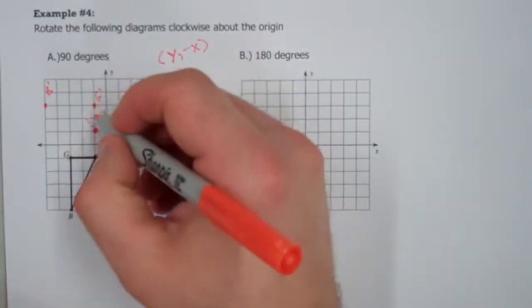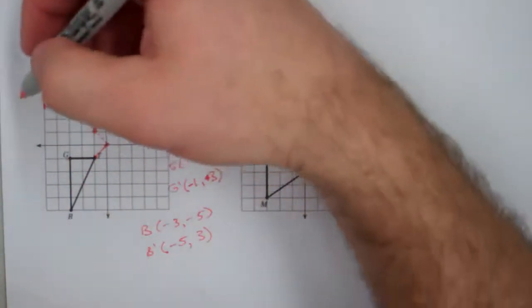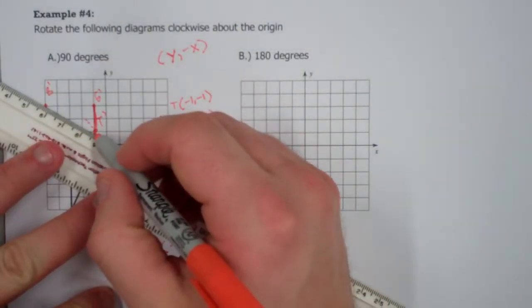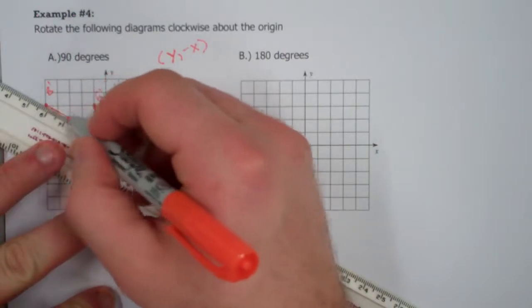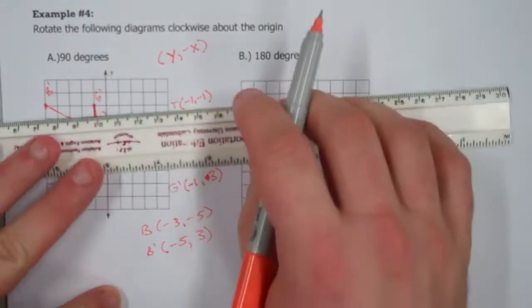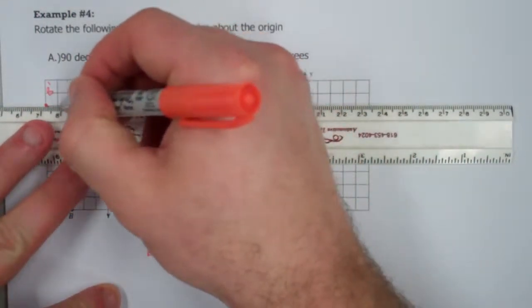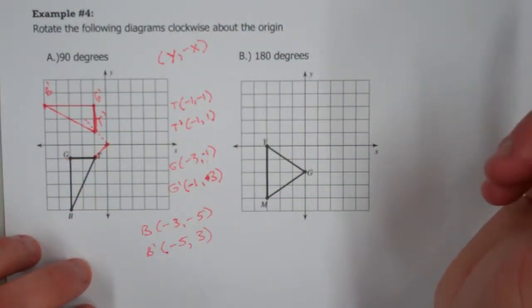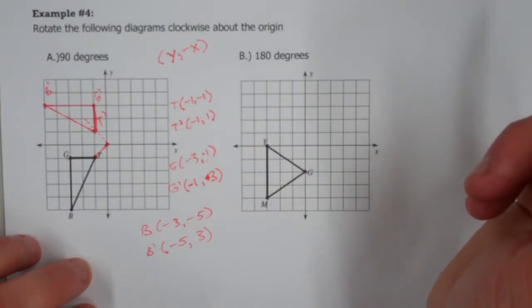So now all we really need to do is connect the dots here, and we'll make this a little bit bolder for you so you can see it. Alrighty, and there we go. There's that new triangle that's been rotated 90 degrees clockwise about the origin.